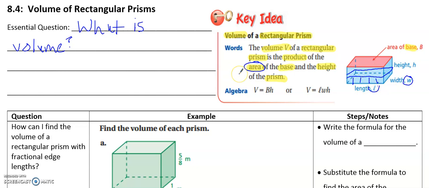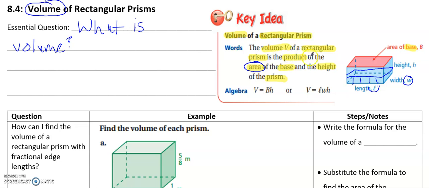And that's really the answer to our question. Volume is the number of cubes it takes to fill a three-dimensional space, whereas area is the number of squares it takes to cover a two-dimensional space. Volume is the number of cubes it takes to fill a three-dimensional space.